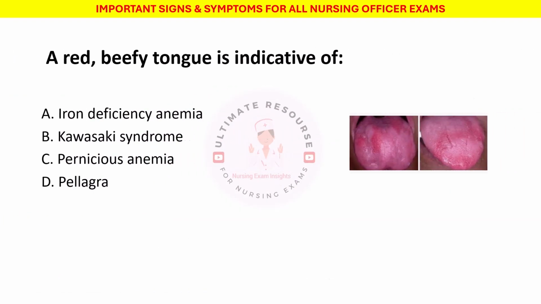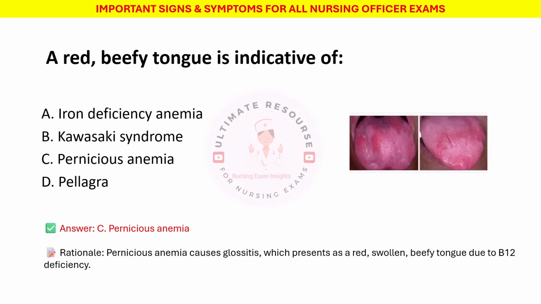A red beefy tongue is indicative of. Options are A. Iron deficiency anemia, B. Kawasaki syndrome, C. Pernicious anemia, D. Pellagra. The answer is C. Pernicious anemia. Pernicious anemia causes glossitis, which presents as a red, swollen, beefy tongue due to vitamin B12 deficiency.